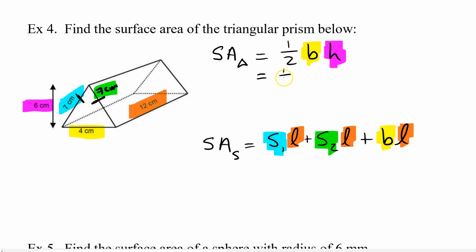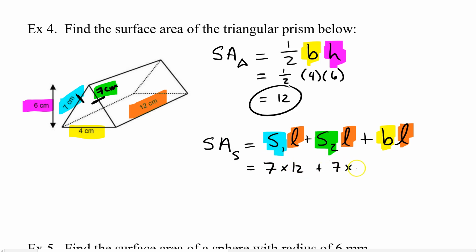So 1/2 times 4 times 6. So that's 1/2 of 24, which is 12. I'm going to put a circle around it because I know it's an important number that we'll get back to. S1 is 7 times L, which is 12, plus S2, which is 7 times L, which is 12, plus the base, which is 4 times L, which is 12. Okay, so we have an 84 plus an 84 plus a 48.